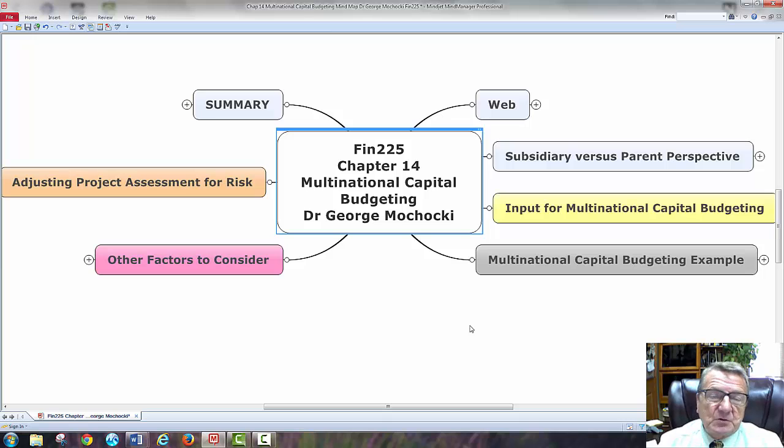Again, my name is Dr. George Mochocki. This is FIN225, International Finance Management, offered by Harper College in Illinois. Whether you're taking me in an online class or a face-to-face class, we've covered Chapter 14, Multinational Capital Budgeting. We're looking at it from the perspective of a multinational corporation, but you could also utilize this for a business that is looking at what it needs to open up a subsidiary, and that's also going to help you for the major project you're doing.